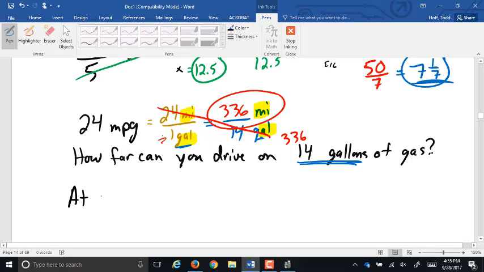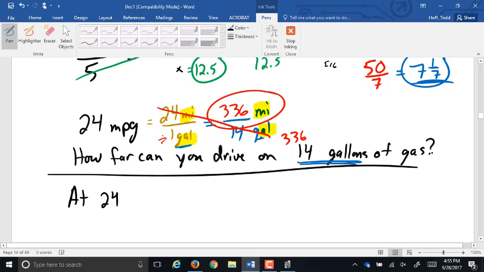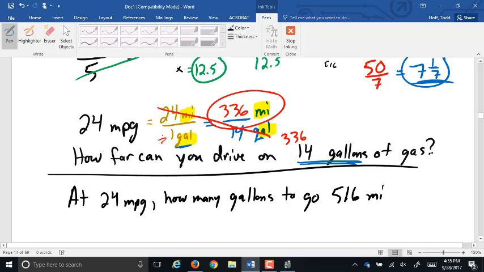So let's say at 24 miles per gallon, how many gallons would it take to go 516 miles? In your notes, try to figure that one out for me quick. We'll talk about it in about 30 seconds.